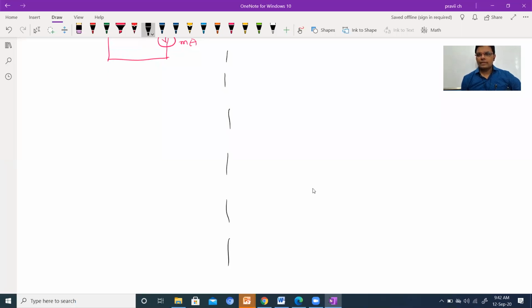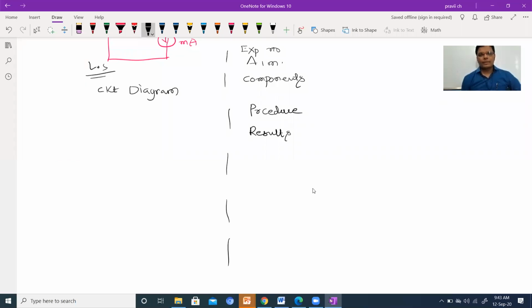Right side page: experiment number, next aim, next components required, components or apparatus, next procedure, results. Left side: circuit diagram, next model waveform, table, any tabular column, calculation part. So this is the way of maintaining the EDC lab observations.